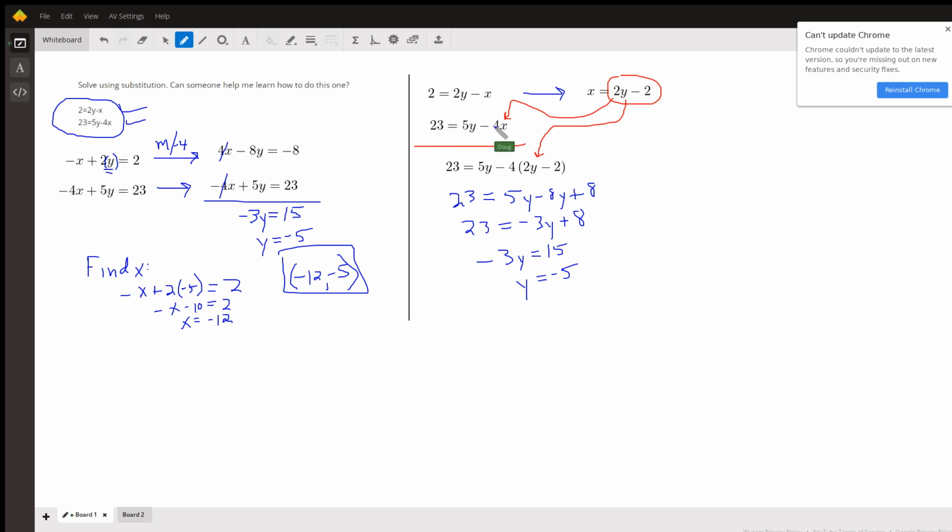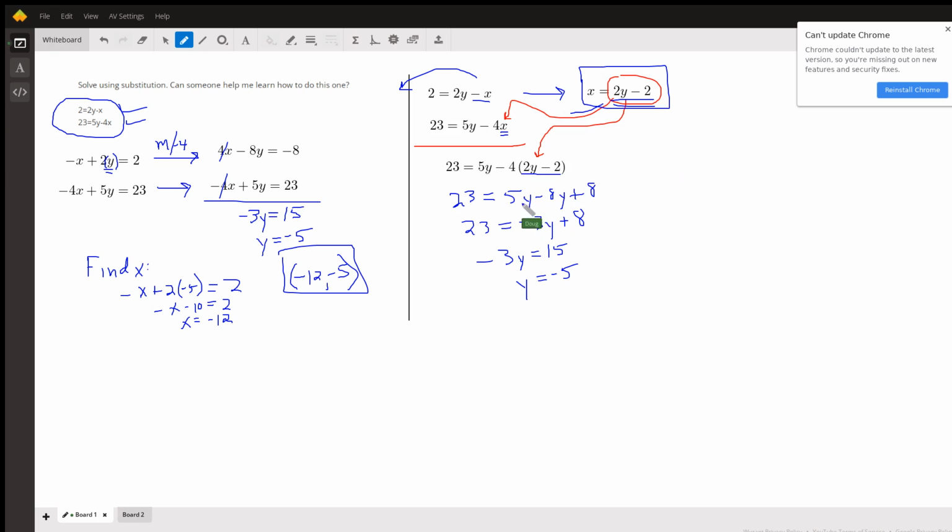If you want to use the substitution method, that's usually easiest to do when you can get one of the letters by itself without introducing a bunch of fractions. So I can see I can transpose this -x to the left side, this 2 to the right side, and here I've got one of the variables by itself. Now I can substitute this equivalent expression for x into the other equation right here. And that's what I've done right here. This is called the substitution method.